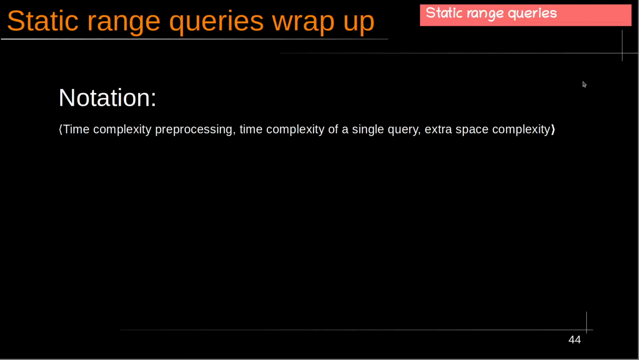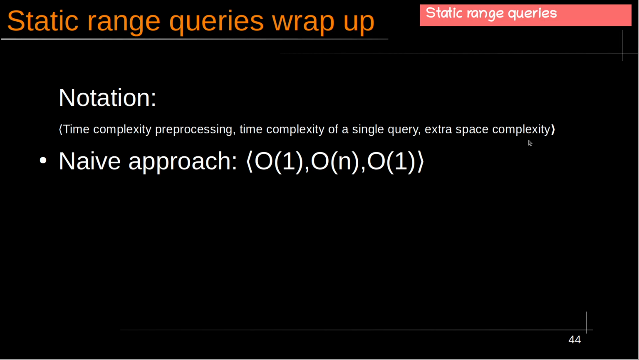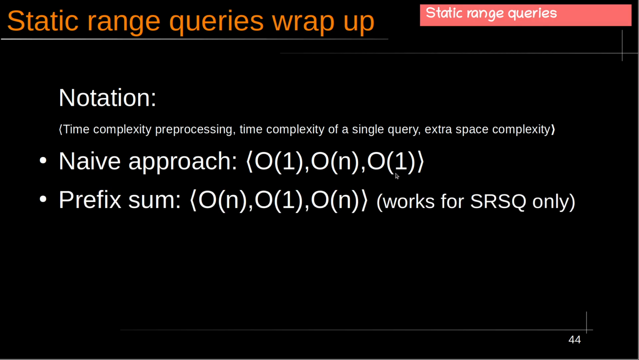Let's wrap up what you have done until now. If I take this notation, which contains the time complexity of pre-processing, the time complexity of a single query, and the extra space complexity, we have seen that the naive approach is constant time for pre-processing, linear time for a single query, and constant extra space.